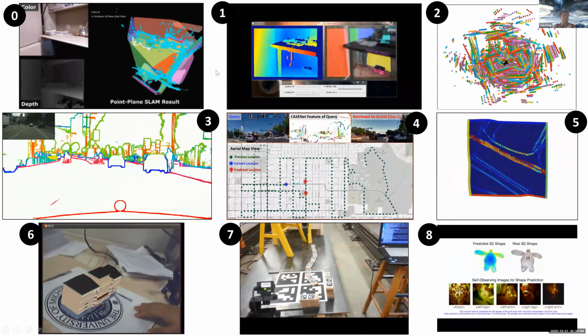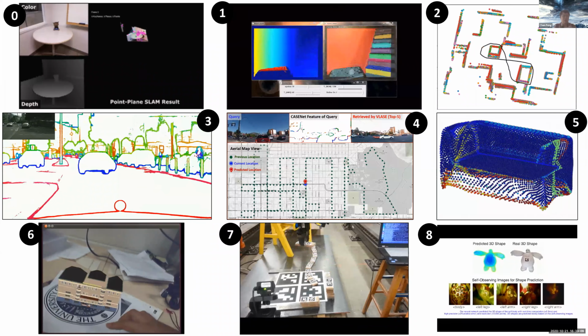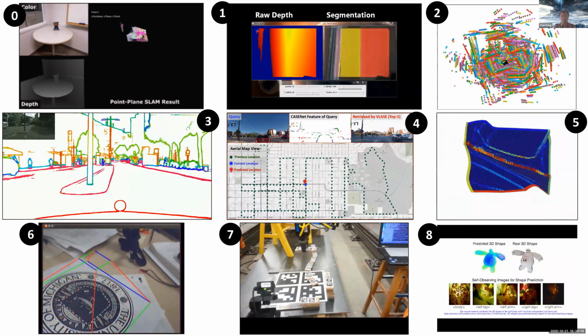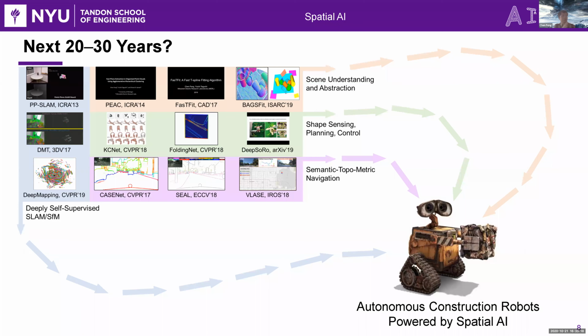So these 9 different videos visualize some of the past and ongoing efforts in my lab, and each of them represents a different route that we are good at. We hope to keep working to finally enable the so-called spatial AI. We want to develop a suite of those methods to create the concept called spatial AI, and use it to realize autonomous construction robots.